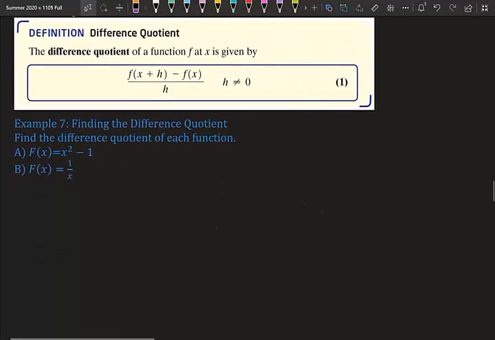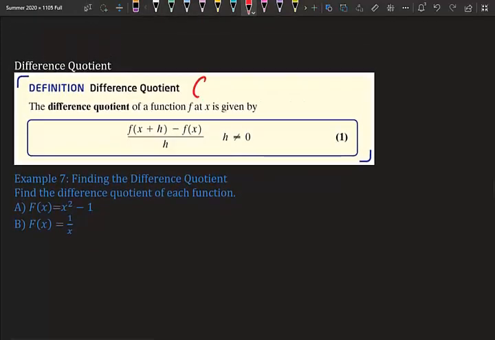Difference quotient. You do not need to memorize this. This will be given. I will give this to you. You're going to be given the difference quotient. It's a formula. The difference quotient is the slope of a secant line.